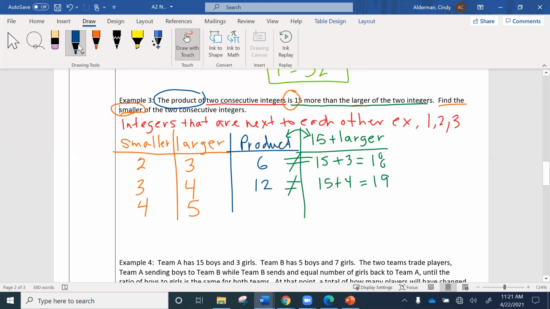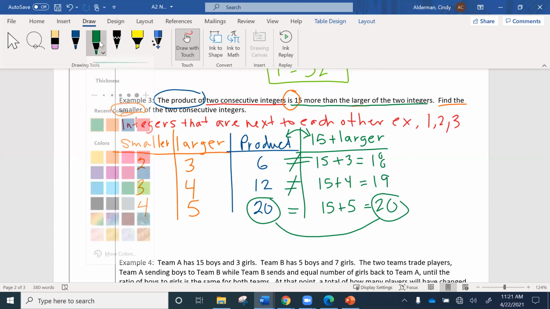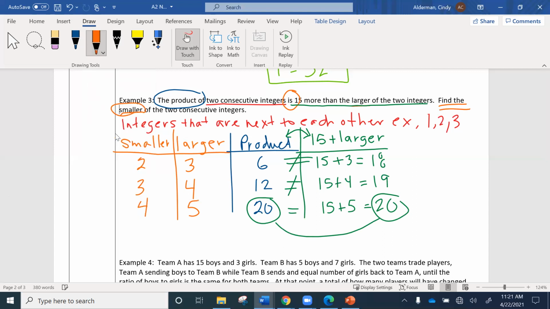And the product of the two would be 4 times 5, which is 20. Now let's look at the larger number of the two, which is 5, and add 15 to it, and you get 20. So these two are equal to each other. So it makes the original statement true. So now we don't want to answer 20 in this case, right? We want to go back to what they're asking us in the question. Find the smaller of the two integers.